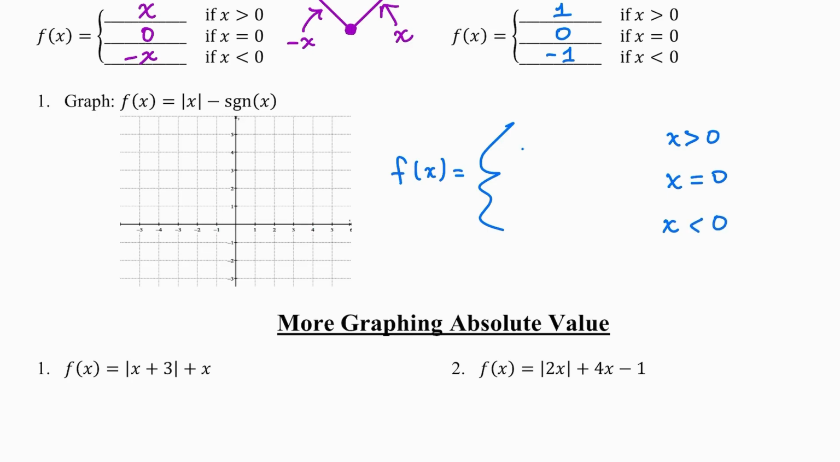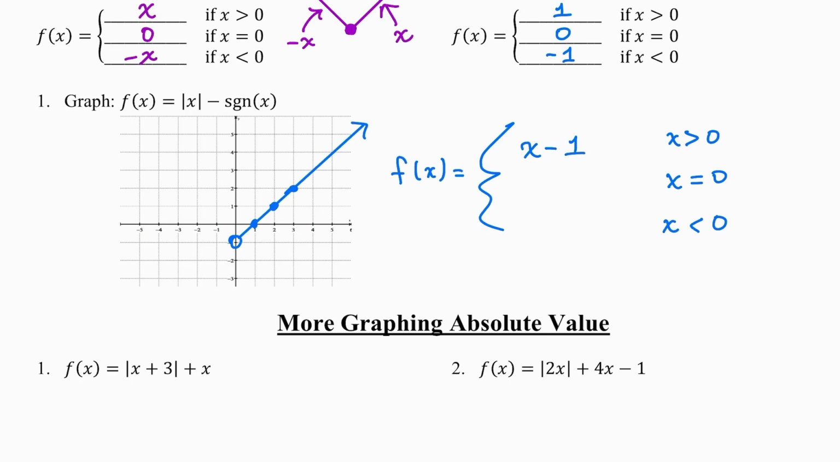So what I'm doing is taking the absolute value function and subtracting the signum function. Well, when x is positive, the absolute value function is x. When x is positive, signum gives you 1. And if you subtract these two, based on the problem, we just get x minus 1. So that piece of the graph is going to be x minus 1 when x is greater than 0. So it's going to be kind of an open circle here. It has a slope of 1, and it just goes on forever like this.